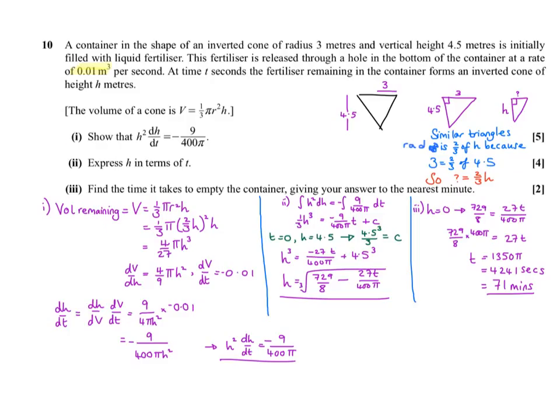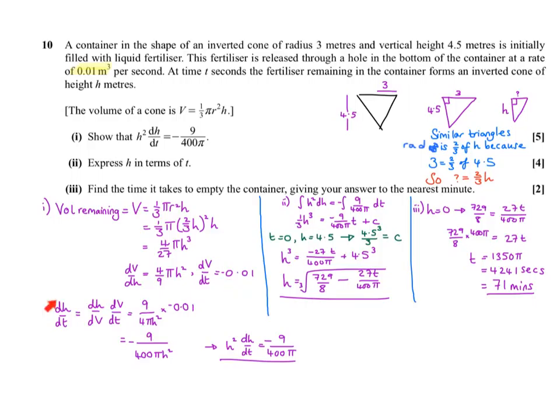But remember, if you can't work out part I, you can still do the rest of it. So I've got the volume of fertiliser remaining as 1/3 pi r squared h. 1/3 pi, my radius is this, squared times h. So I get this. dV/dh, differentiate, 4/9 pi h squared. dV/dt, well, my volume's getting less, so it's minus 0.01.